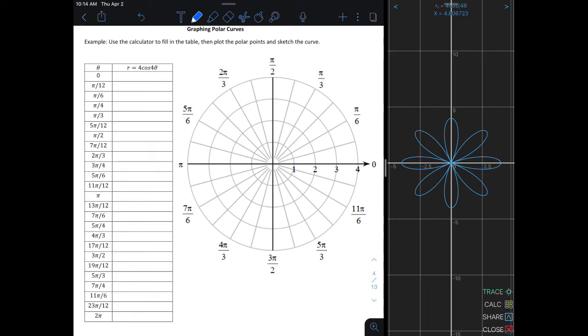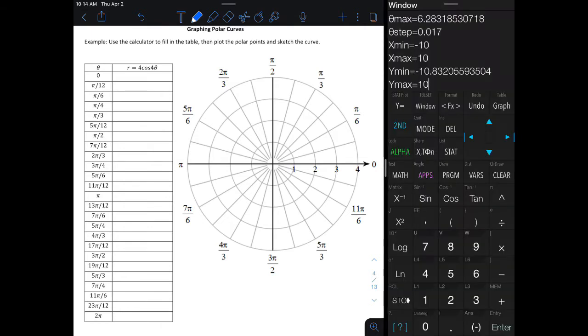Now I want to talk briefly about the theta step and the effect it has on the graph. So let me go back to this window here. My theta step was pretty small. What the theta step does is it tells the calculator, once you plot one value on this curve, how far do you want the calculator to go before it plots another point, and then it tries to connect them. The theta step 0.017 is pretty small.